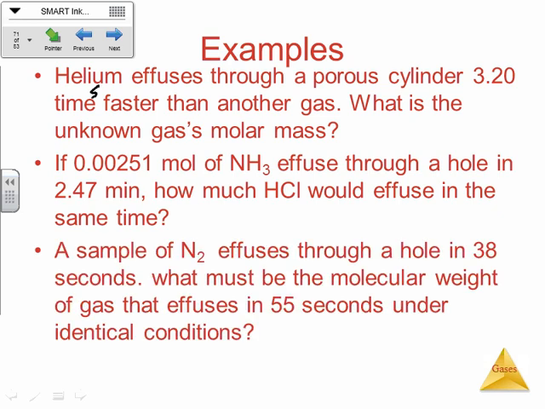A sample of N2 effuses through a hole in 38 seconds. What must be the molecular weight of a gas that effuses in 55 seconds under identical conditions? Okay, so again, this is just playing with Graham's law equation. And I think you guys could probably figure that out if you had one of those thrown at you, but again, I don't expect that to happen.